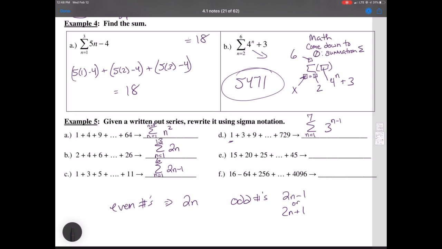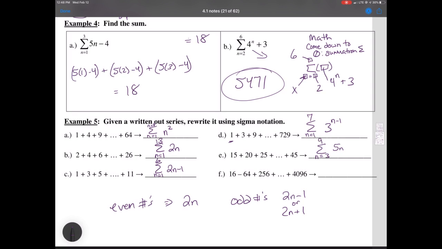The next one is E. It is 15, 20, 25, all the way up to 45. Now these are just multiples of 5, so we can just simply say 5n. And we can start n at 3 because 5 times 3 gives us 15. And we will end this at 9 because 5 times 9 is 45.